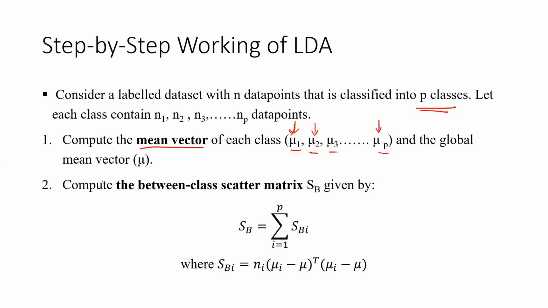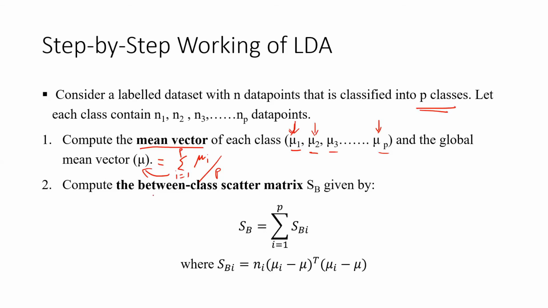And you have to also calculate the global mean vector. Obviously it is very simple. What you have to do is find this mu, such that you do the summation of this mu i ranging from 1 to p, and then divide by p. So this will be the value of the global mean, right? So this is how you have to do the first step.